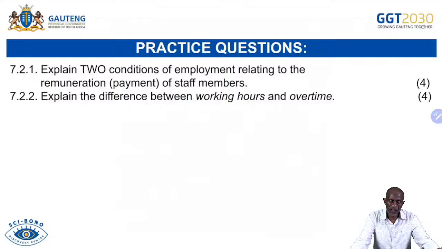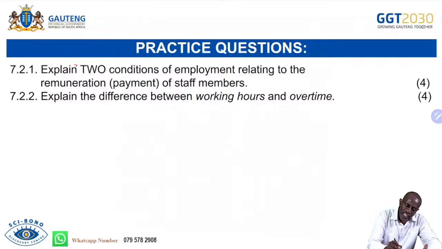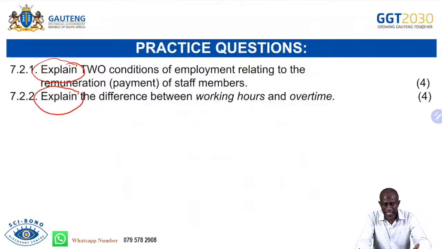Now, the question 7.21, explain two conditions of employment relating to remuneration payment of staff members. Number 2, explain the difference between working hours and overtime. So the key word here, or the action verb that will guide you towards giving the correct answer, is that you need to explain two conditions. It doesn't say give two conditions. It says explain two conditions.